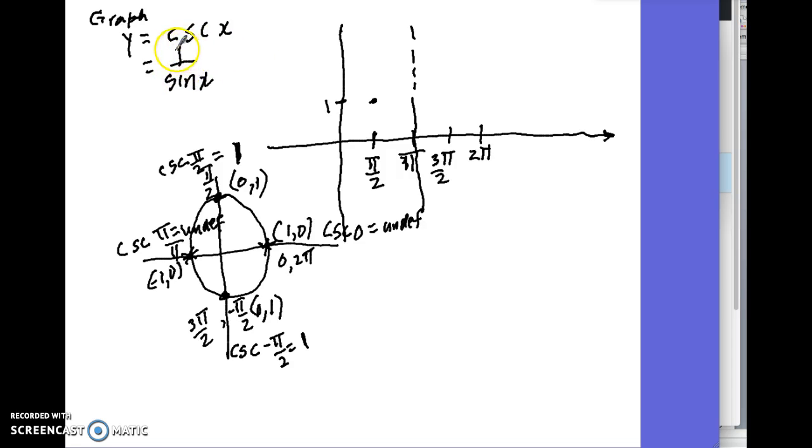As you can imagine, if you have 1 over something, there is the potential that that thing could be 0. When you have 1 over 0, it's undefined. So wherever we have 1 over 0, or 7 over 0, it's going to be undefined. Anything divided by 0 is undefined. Okay, so that's really what we're looking at.